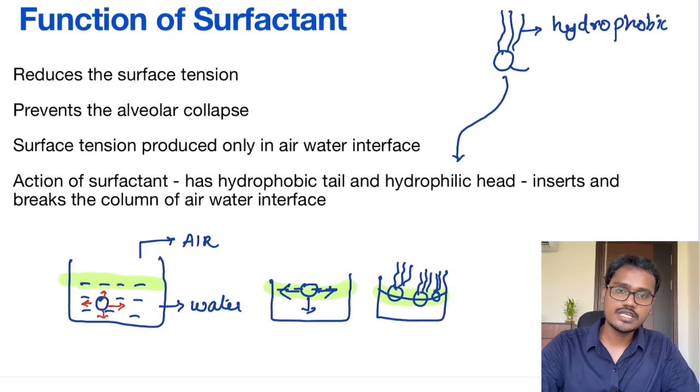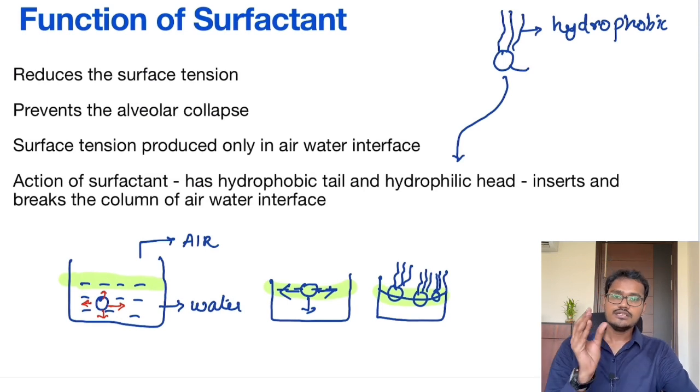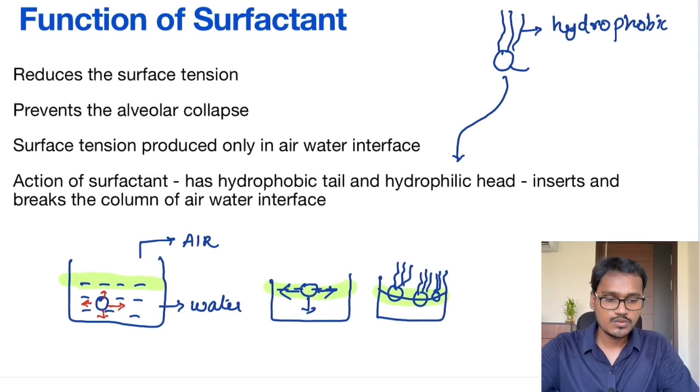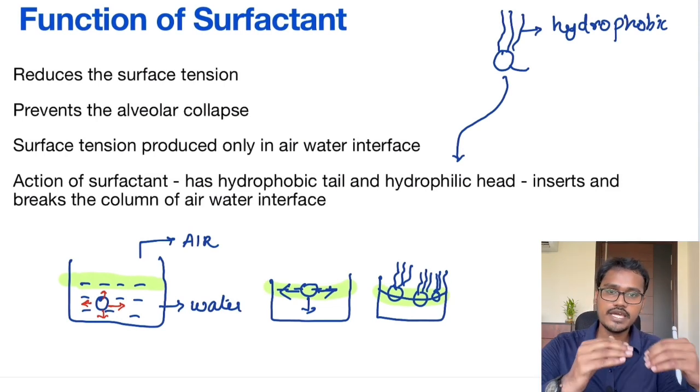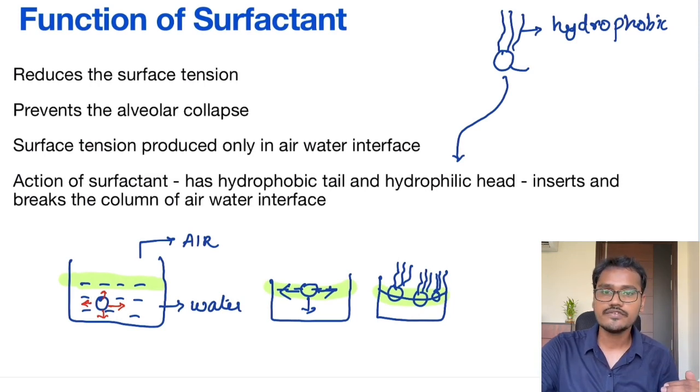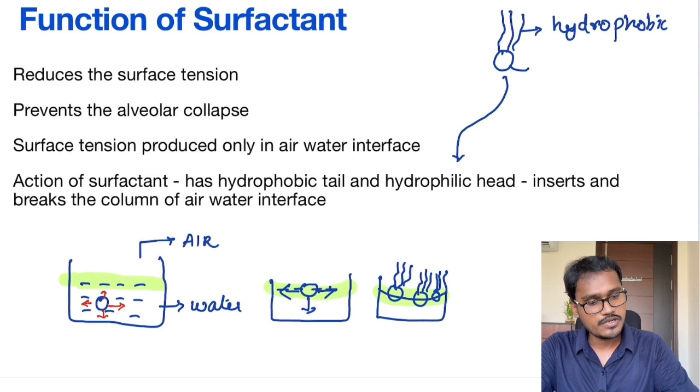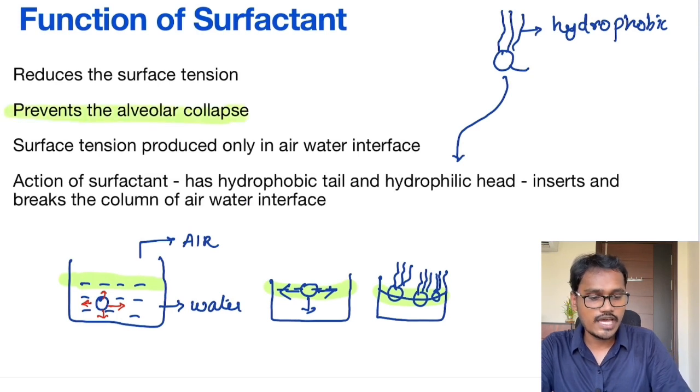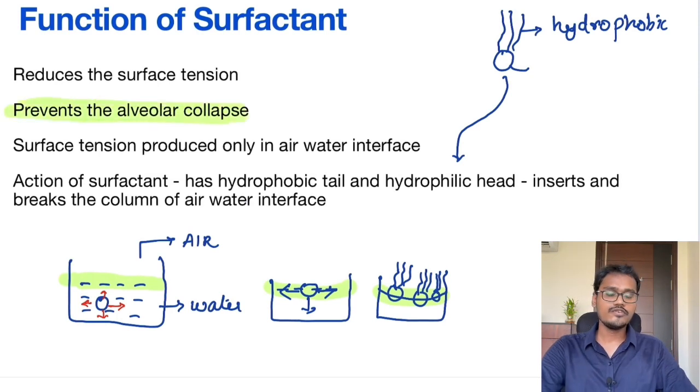Why should we reduce the surface tension of the lung? The lung alveoli should be kept open, otherwise they have a tendency to collapse because of this elastic nature. So by inserting itself in the air water interface, the surfactant reduces the surface tension a lot, and it prevents the collapse of the alveoli. Otherwise all of our alveoli will collapse.